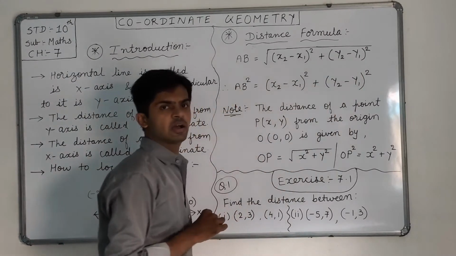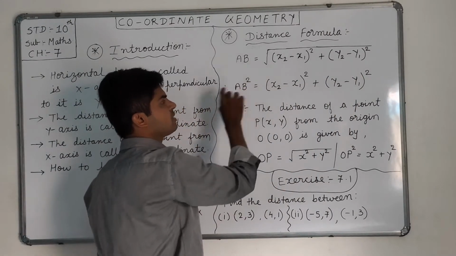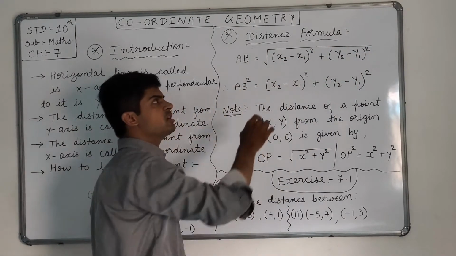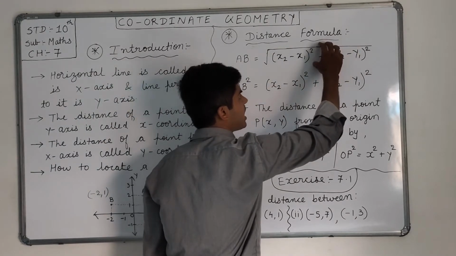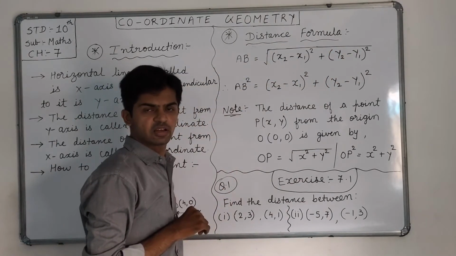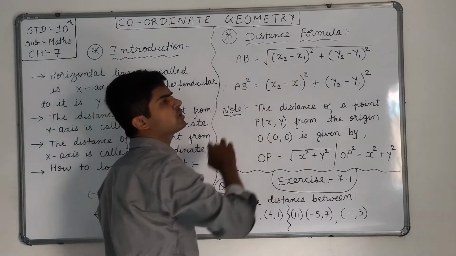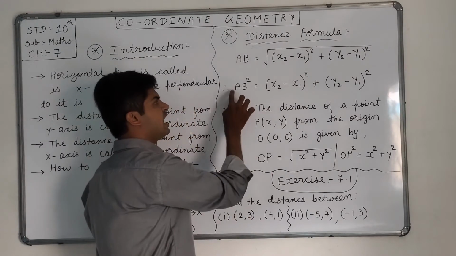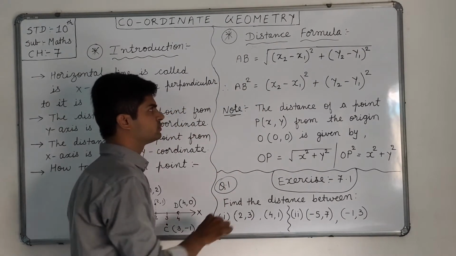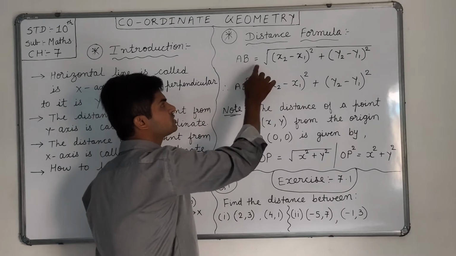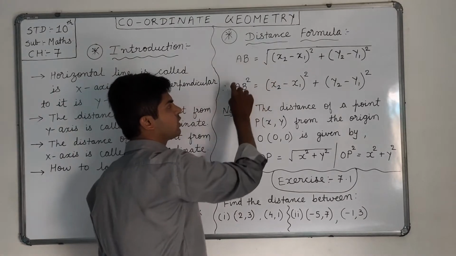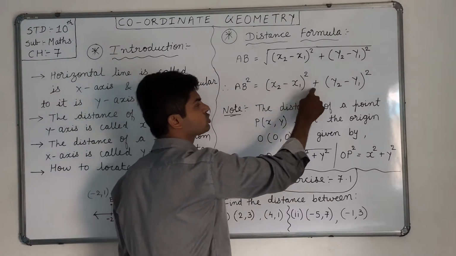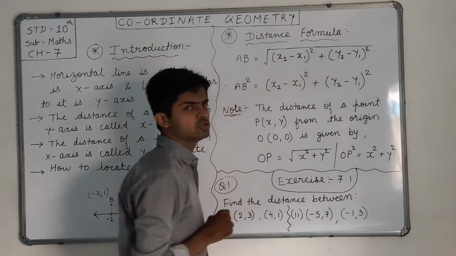What does this formula mean? Both formulas are the same only, right? Here the under root is cancelled, and if we are cancelling this under root, we have to do the square on the left hand side, right? Or the second method is squaring on both sides. If you square on both sides, then the under root will cancel, and here the square will come. So the next formula, based on this original formula, is AB square is equal to (x2 minus x1) whole square plus (y2 minus y1) whole square.